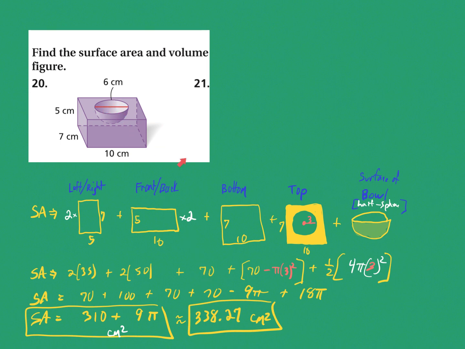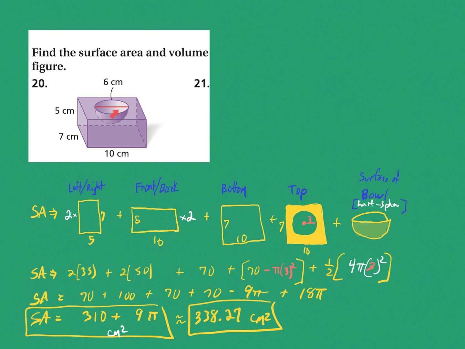The top side is that same 7 by 10 rectangle, but the circle is cut out of it. So the rectangle, 70, minus the circle, which is pi r squared. So 70 minus pi times 9, or 70 minus 9 pi.